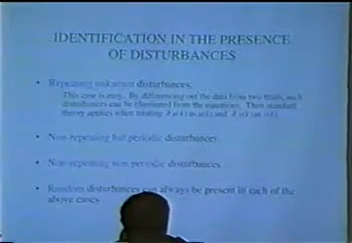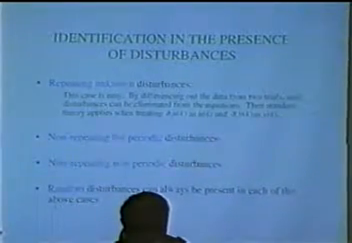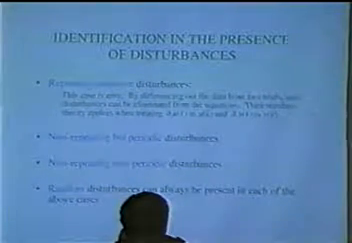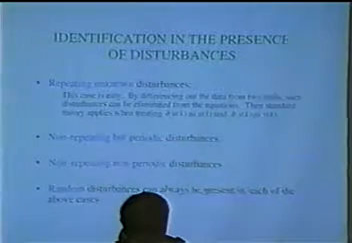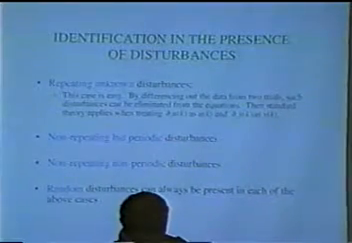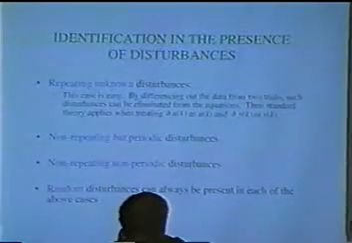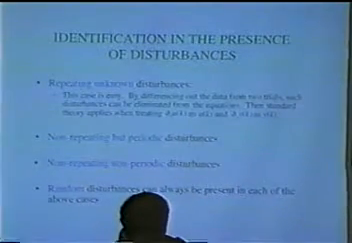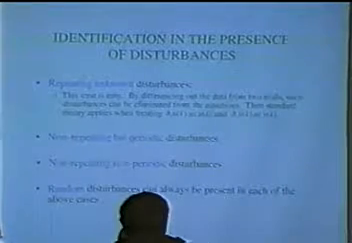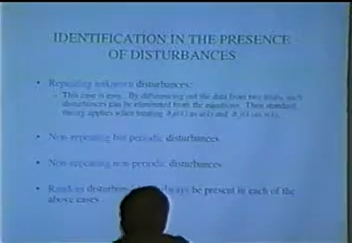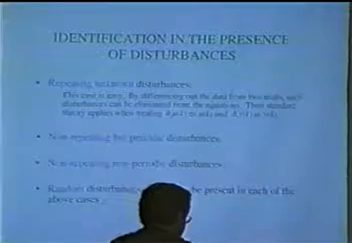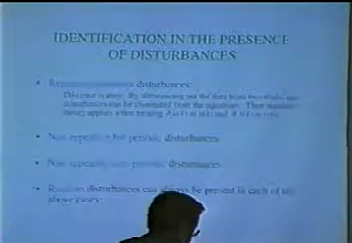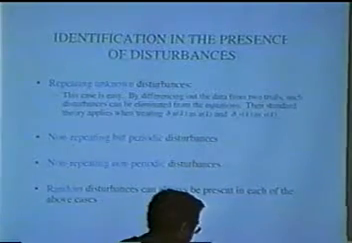Okay, so now there are several kinds of disturbances. One is the disturbance that is unknown but is repeating. So every try there's a disturbance that is unknown, but it's repeating from try to try. Okay, that's one kind of disturbance. The second kind of disturbance is non-repeating. Every try is different, the disturbance acting. Okay, but the disturbance is periodic.